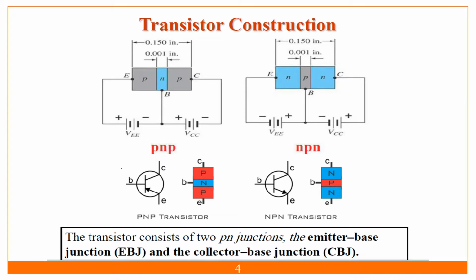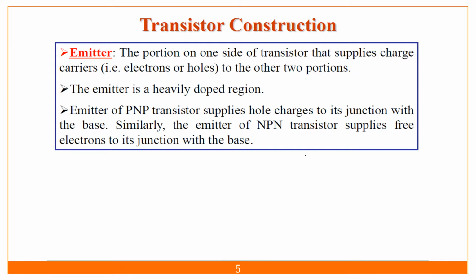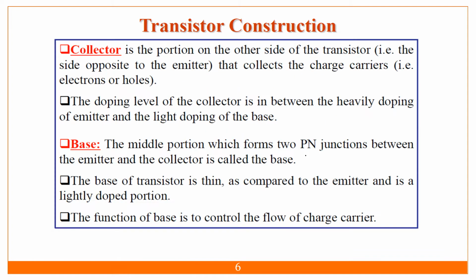The base is in between. Always keep in mind, where there is an arrow, that is the emitter, and this side, like this, is my base terminal. The remaining terminal is my collector. This is the transistor, NPN and PNP. So we have discussed emitter, collector.